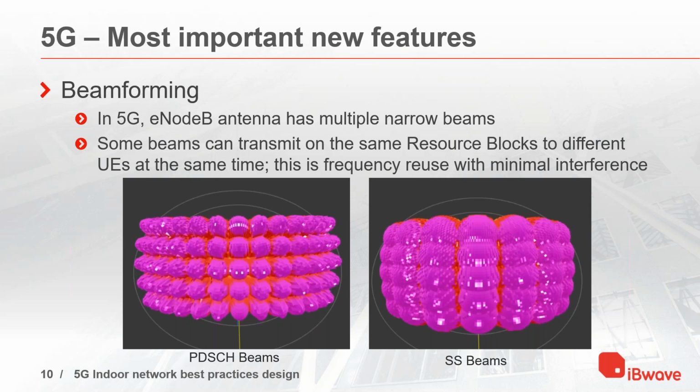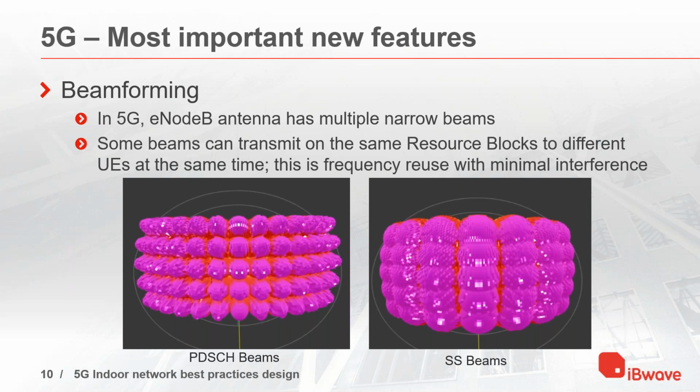Yes. Okay. Which beam is used in the IB wave prediction, PDSCH or SS? Okay, I will talk about that in the second half of my presentation. But in short, it is you, the user, who decides which beam will be used. There is an option in our antenna pattern where you basically say, I want SSB or I want PDSCHB.